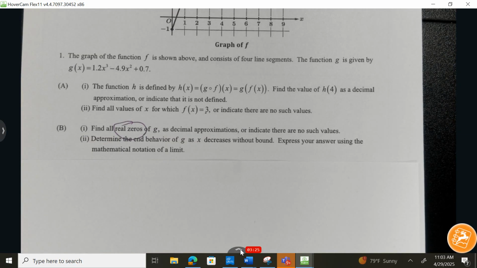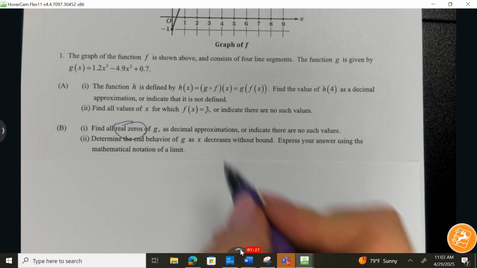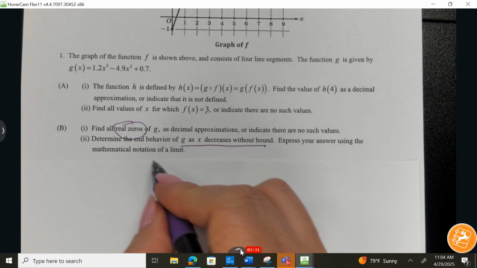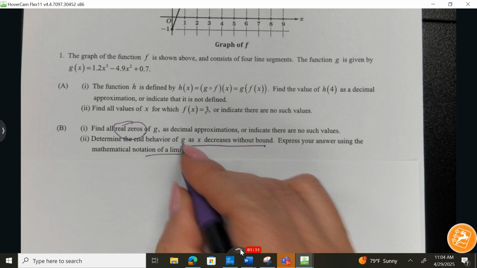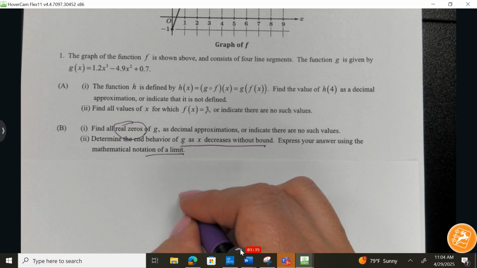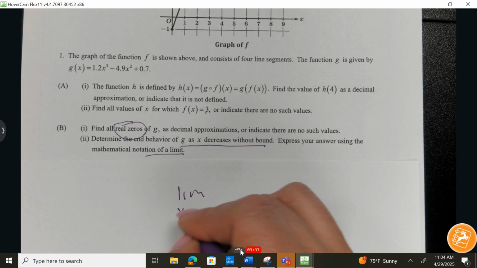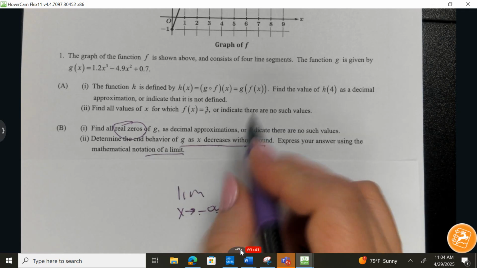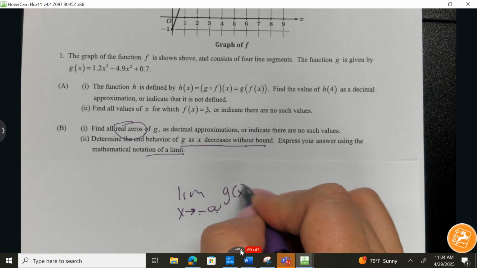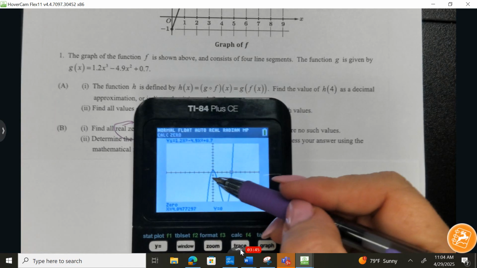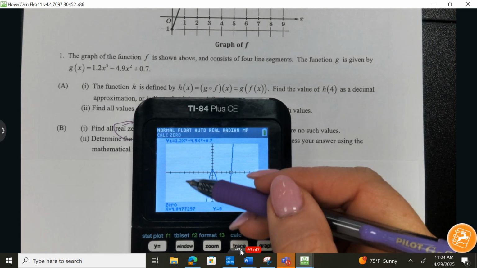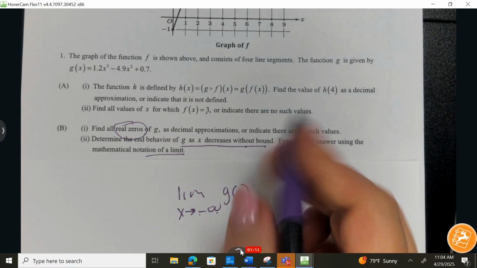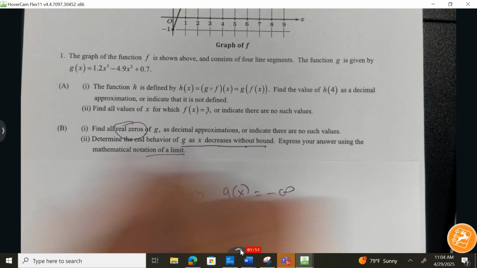Part B says to determine the end behavior as x decreases without bound. So we do need to write this in limit notation, and we also need to include that we're talking about g of x. So the limit as x goes to negative infinity, because it decreases without bound, of the function g of x. Okay, and we can see as we move to the left without bound that it is going down. We can see this function is going down. So it is decreasing.